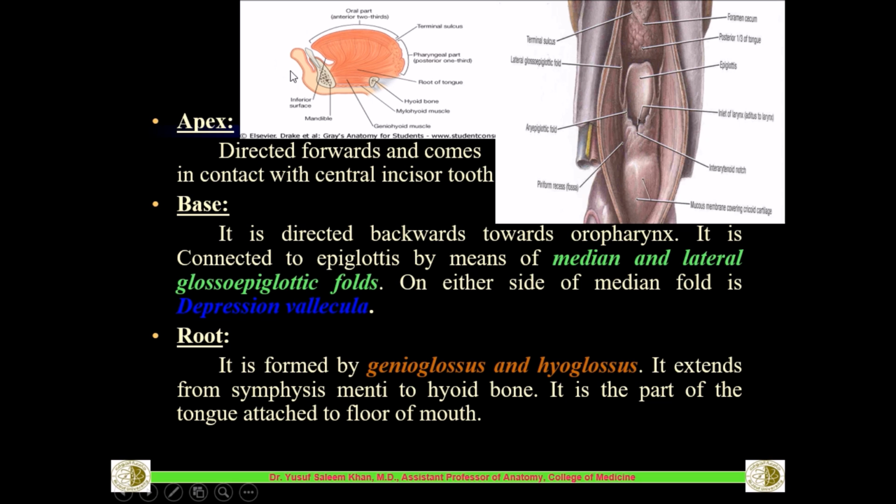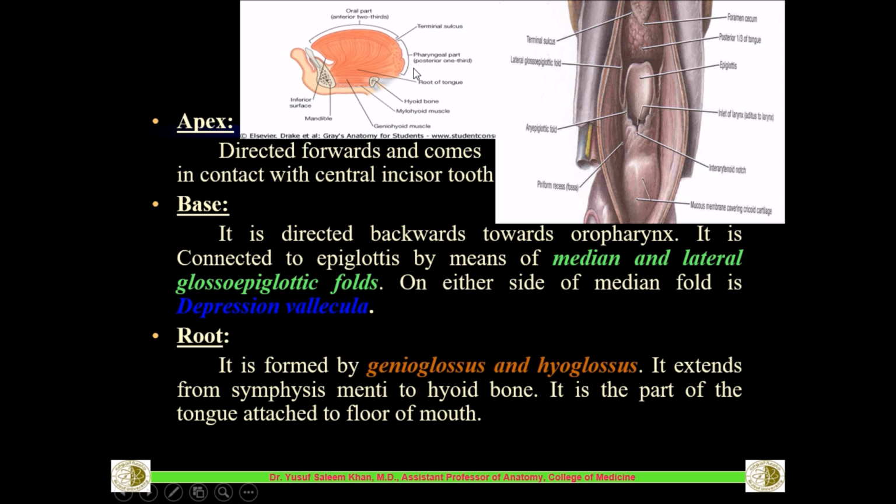This is the side view to see the tongue from the side and appreciate the muscles present within it. So this is the tip of the tongue. It is directed forwards and comes in contact with the incisor teeth. So these are the incisor teeth here, and they come in contact with the tip of the tongue, which can be protruded outside as well as move to the sides. The base, which is behind, is directed backwards and toward the oropharynx.